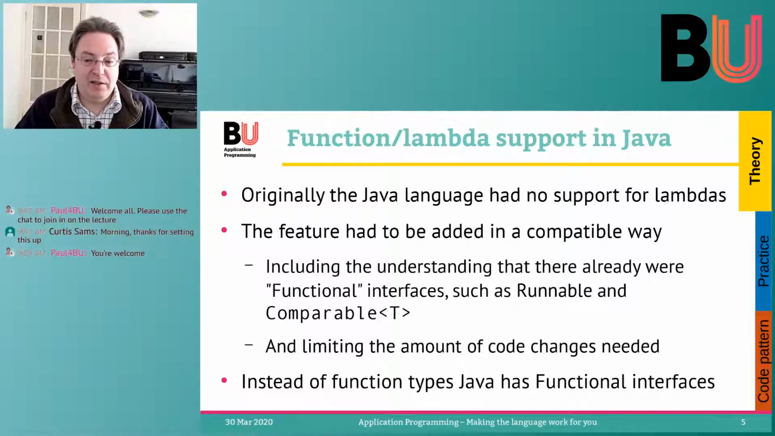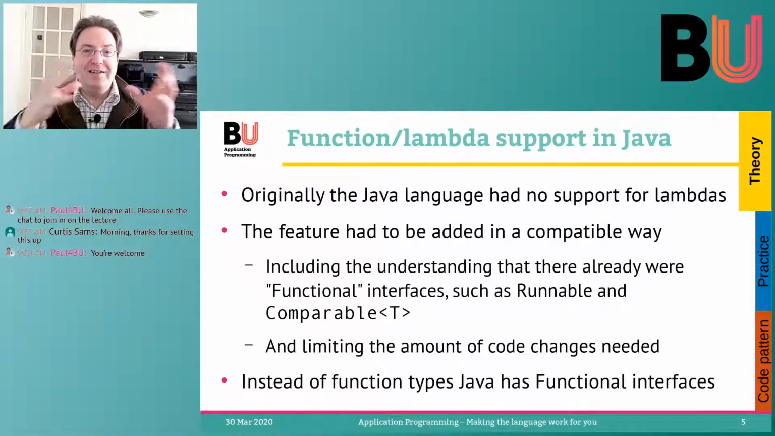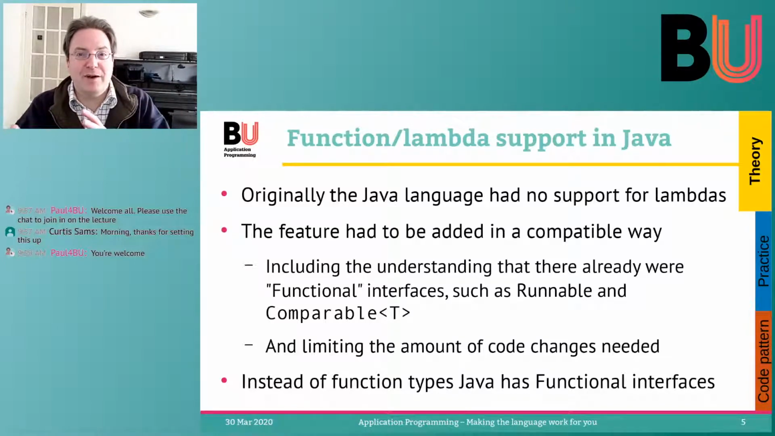compatible way. At the same time there were all these functional interfaces like Runnable, Comparable, and many listeners, and the idea is you don't want people to have to redesign their libraries just so that people can take advantage of this lambda functionality for that library.